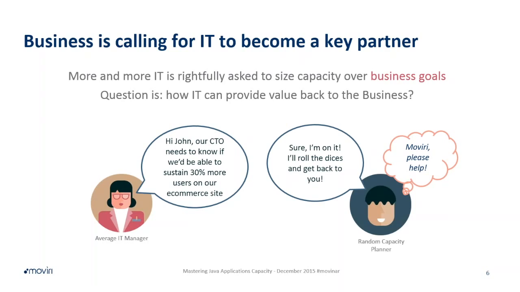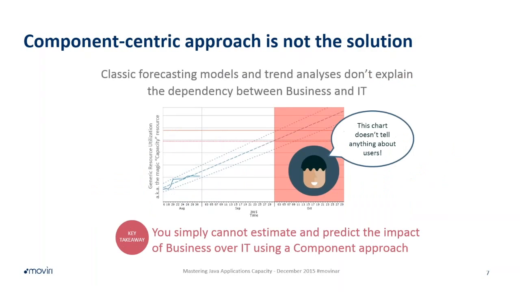As IT departments seek to be more integrated and provide more value to the business, capacity management needs to be able to size capacity over business goals. The real question is, how can you plan the capacity of your IT resources to support a given business volume? Capacity management is the discipline aimed at answering this question. It is a set of processes and methodologies to ensure IT systems have enough capacity to support business initiatives in a cost-effective way. There are two main ways to do capacity management.